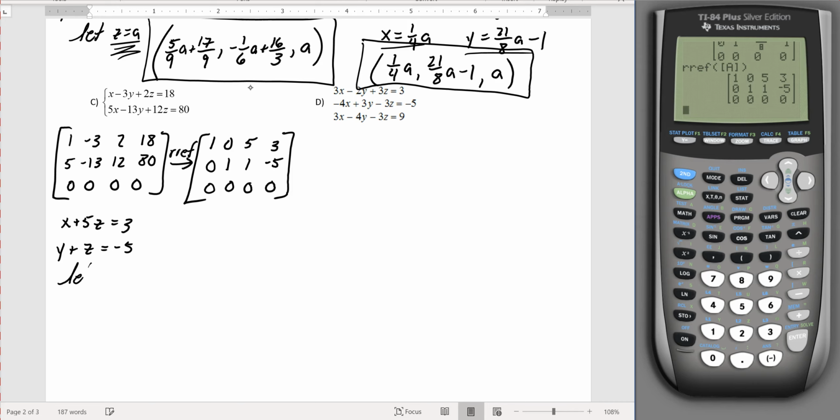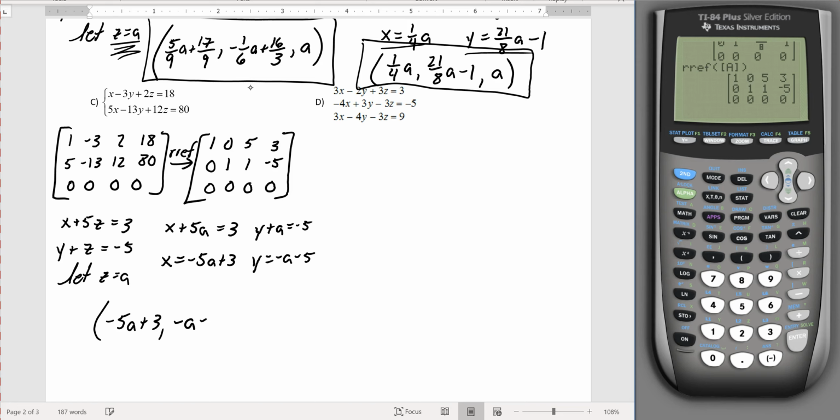And I say let z equal a, which will give me some new equations. x plus 5a equals 3. y plus a equals -5. Solve for x and y. x is -5a plus 3. y is -a minus 5. And then write as a coordinate pair. So I would have -5a plus 3, comma, -a minus 5, comma, a.